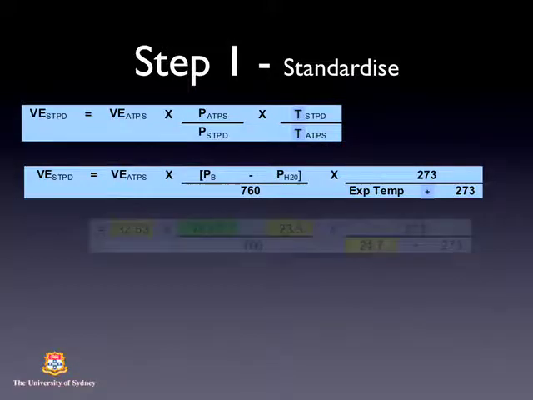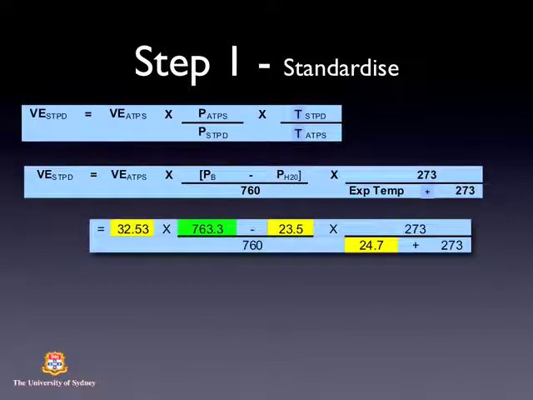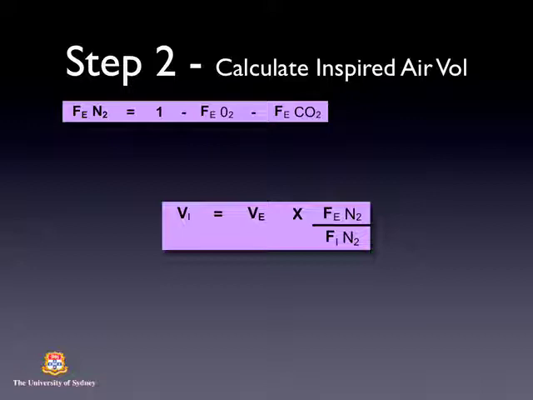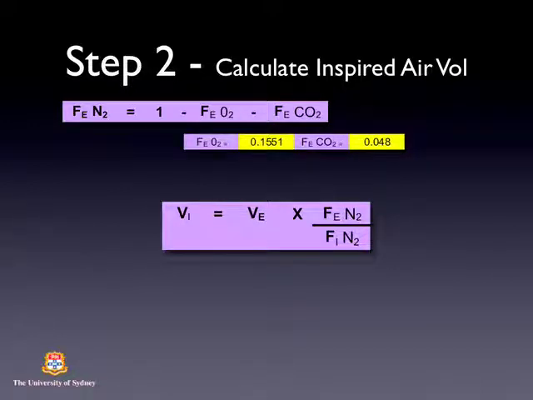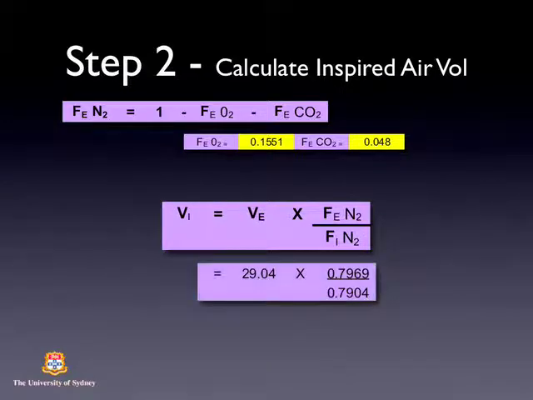So step 1, entering your data into this equation, should look something like this, and you should get a result somewhere in the ballpark of this figure here. 29.039 litres volume expired. Our inspired volume, we enter the data into the equation to figure out our fraction of expired nitrogen. We enter that along with our known value of nitrogen of inspired air into the equation and our VE, and we come up with a volume inspired somewhere around this figure, 29.27 or 29.28 litres inspired.